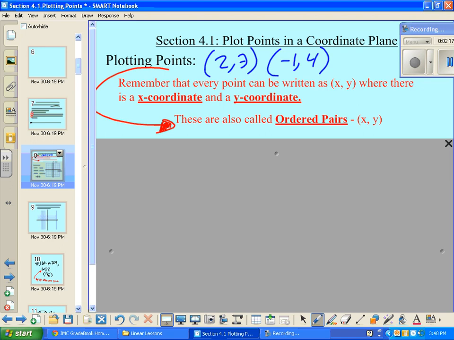Ordered pairs are an x and a y coordinate. These will also sometimes be solutions for us when we get into word problems. They can be points that we're going to plot so that we can graph an equation, or sometimes we have the equation already and we need to find some ordered pairs. So there are many different ways that we're going to work with these points, or ordered pairs as we can call them too. Again, any ordered pair is an x and a y coordinate. The x coordinate's always first, the y coordinate's always second.